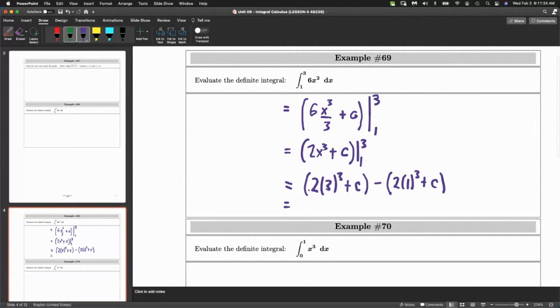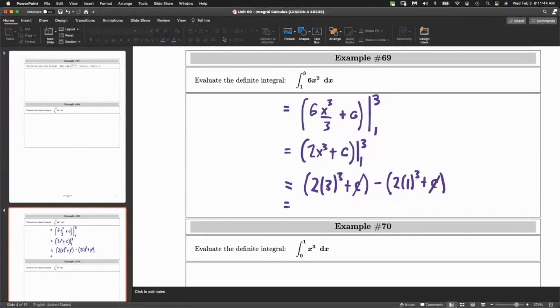So an immediate question arises here. Do I really need to write the c? What do you think, people? Do we need to write the c here? What happens to the c on the next step? Does everybody see that? Let me know in the chat. I want to see some yeses. Do you all see that the c cancels?